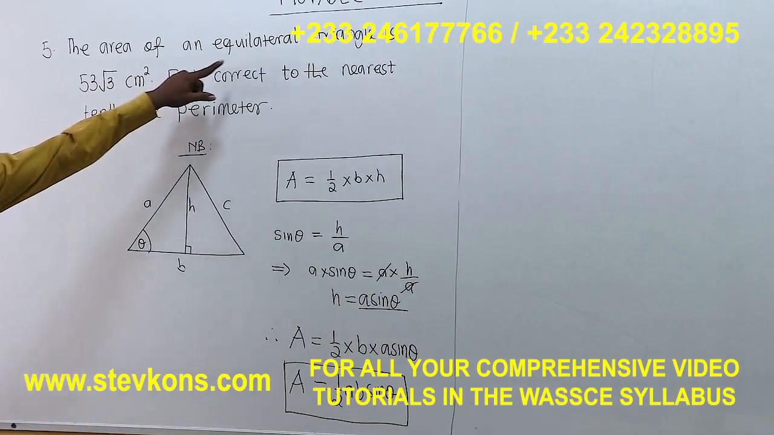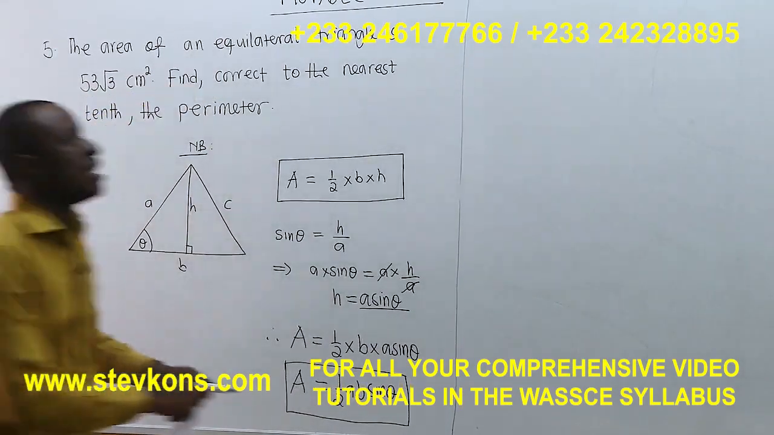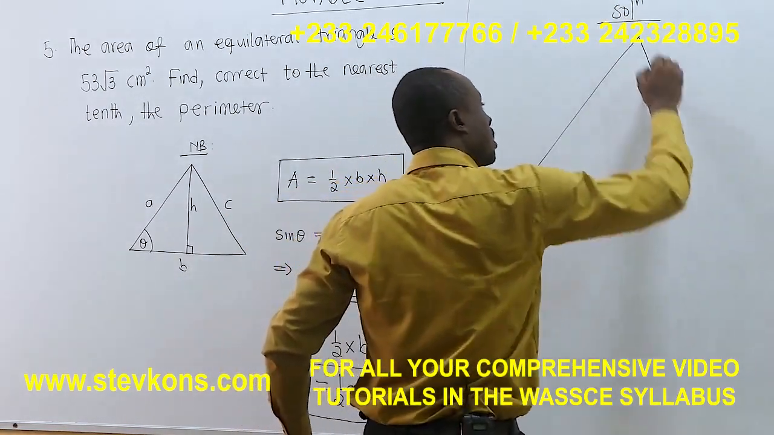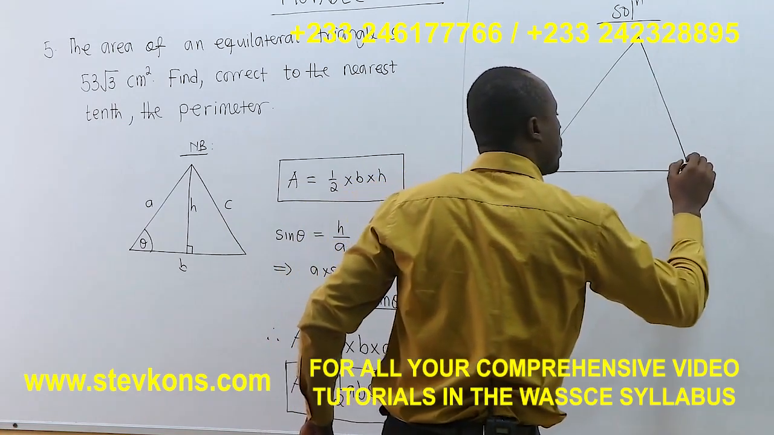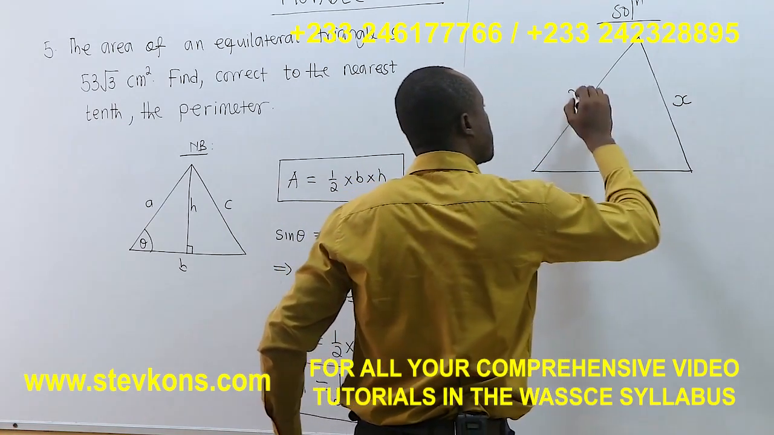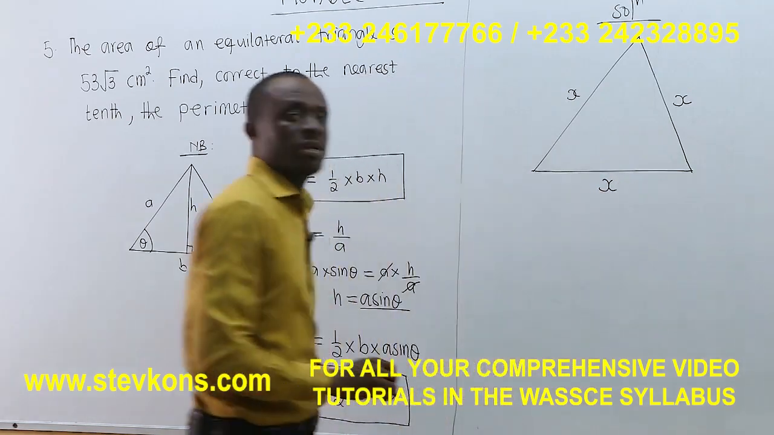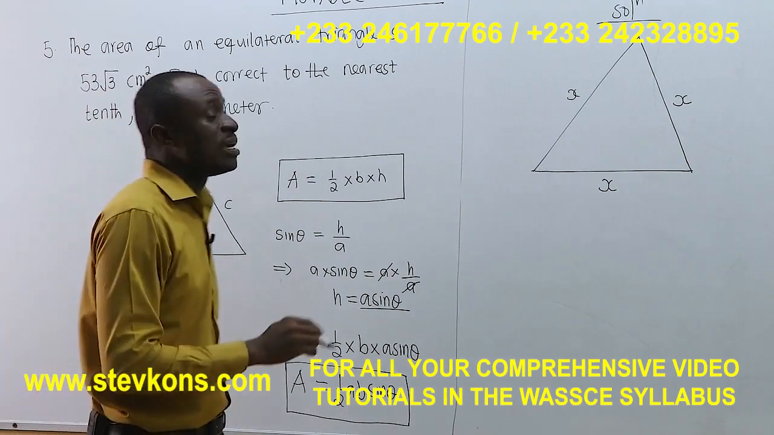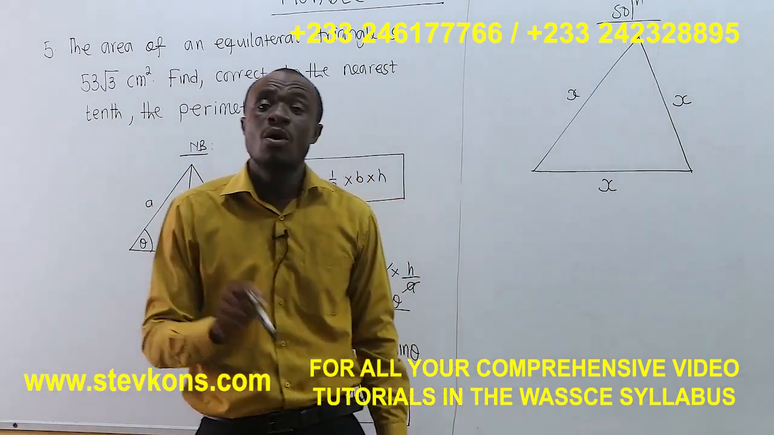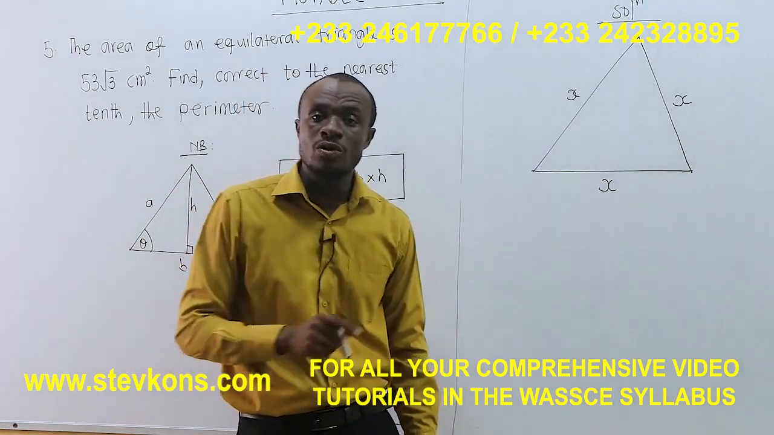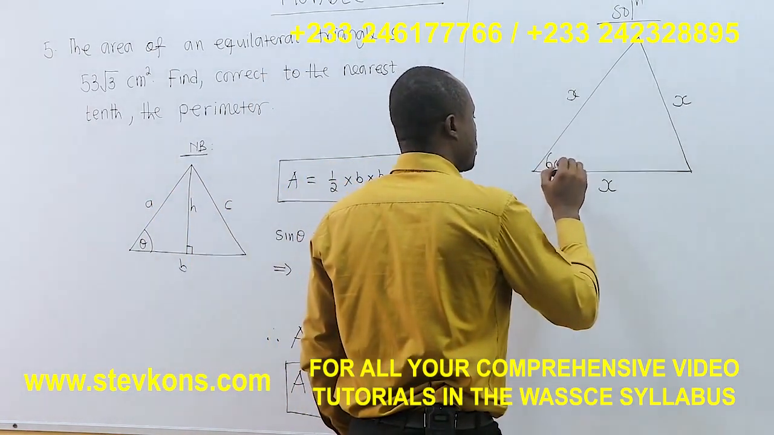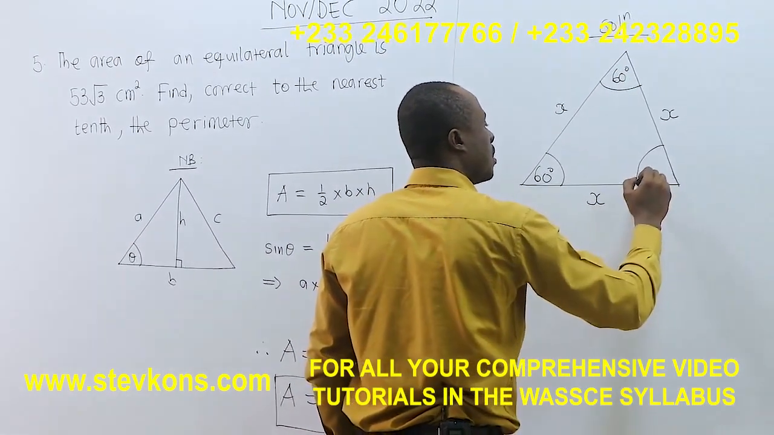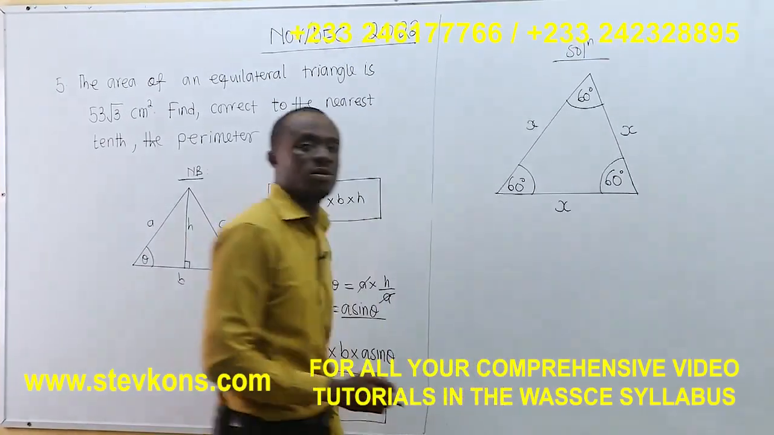Now, the area of an equilateral triangle: for equilateral, all the sides are the same. So let's consider a triangle whereby this is X. All the sides are the same. Very, very important. Now, for equilateral, because all the sides are the same, all the angles too are the same, and it is equal to 60 degrees. It means that the angle here is 60 degrees. The angle here is 60 degrees. The angle here is also 60 degrees.